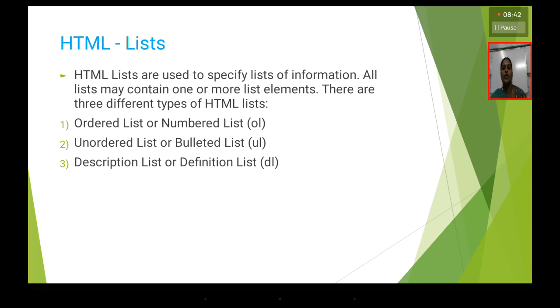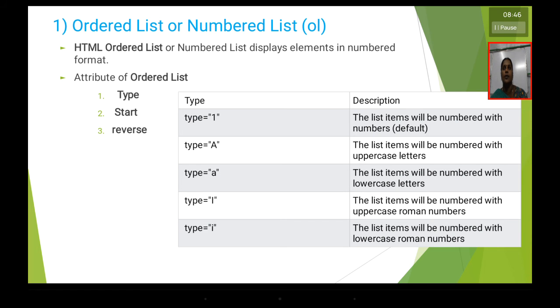If you want to develop an ordered list, for example, you can develop 1, 2, 3, etc. You can use the ordered list one by one. It may be numbering or it may start with the alphabet. This ordered list has three attributes: one is type, another one is start, another one is reversed.